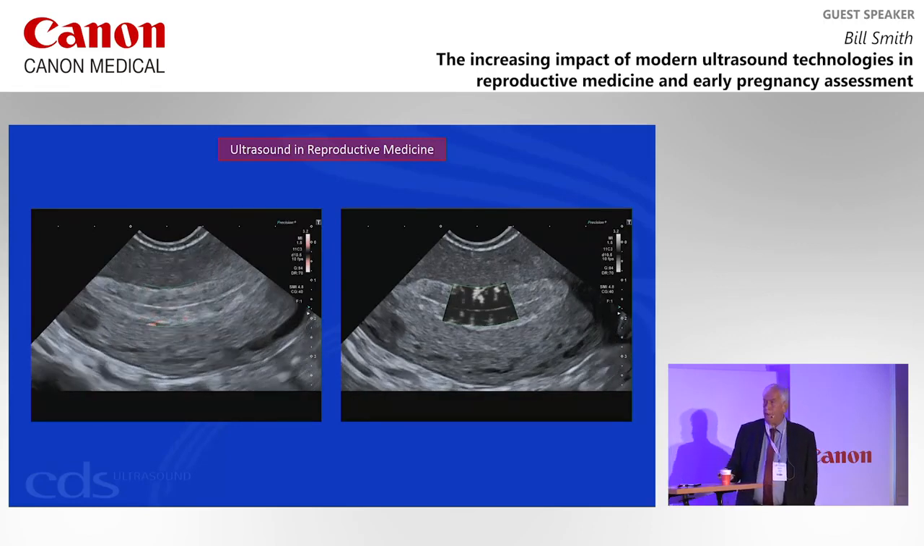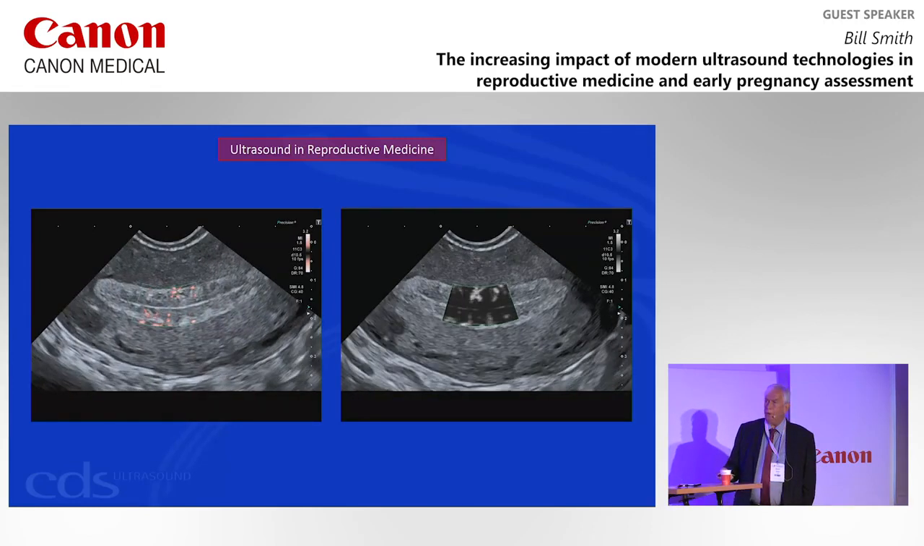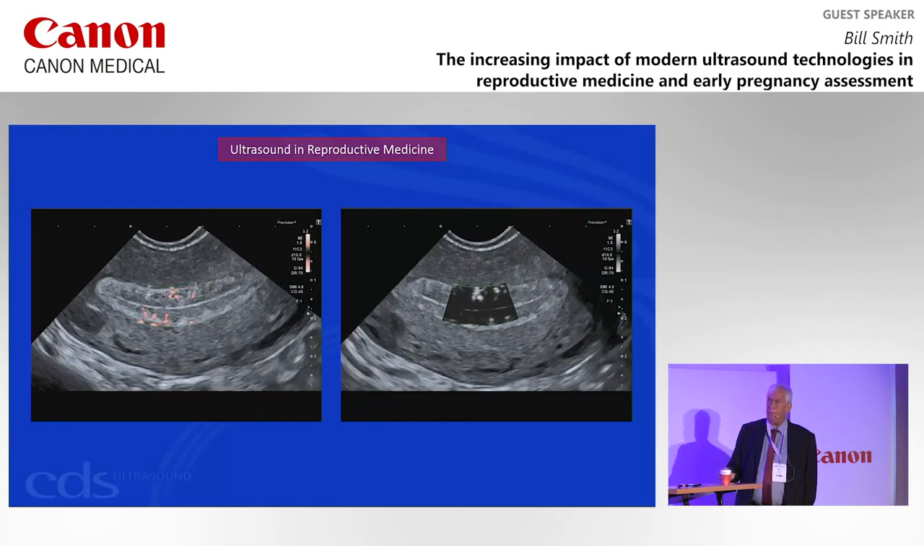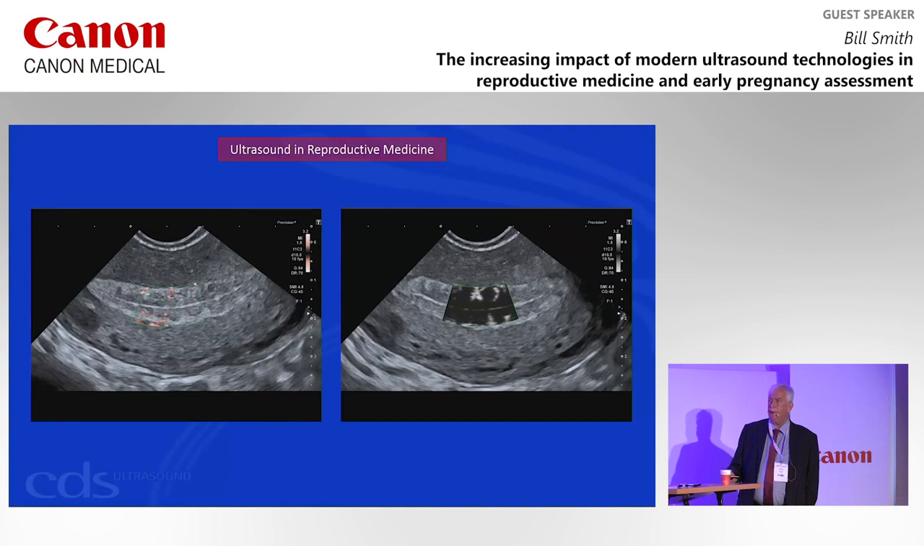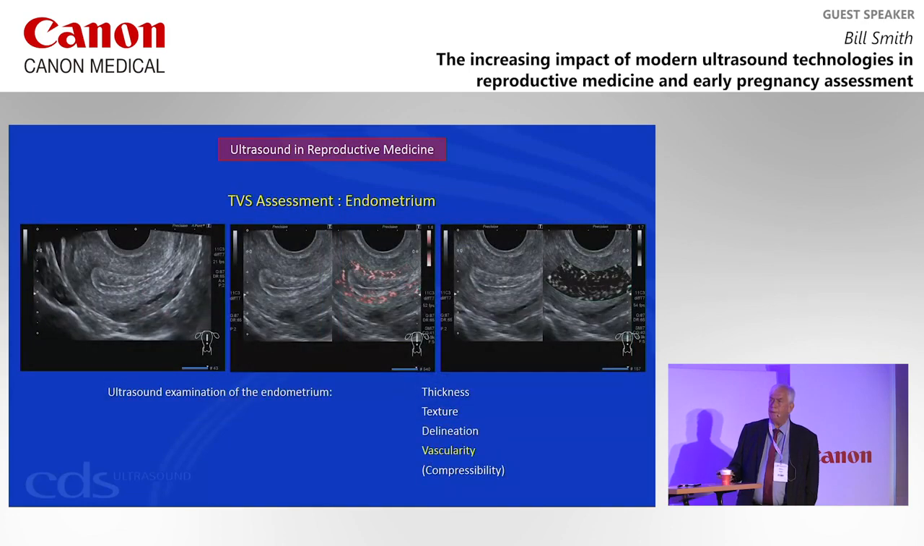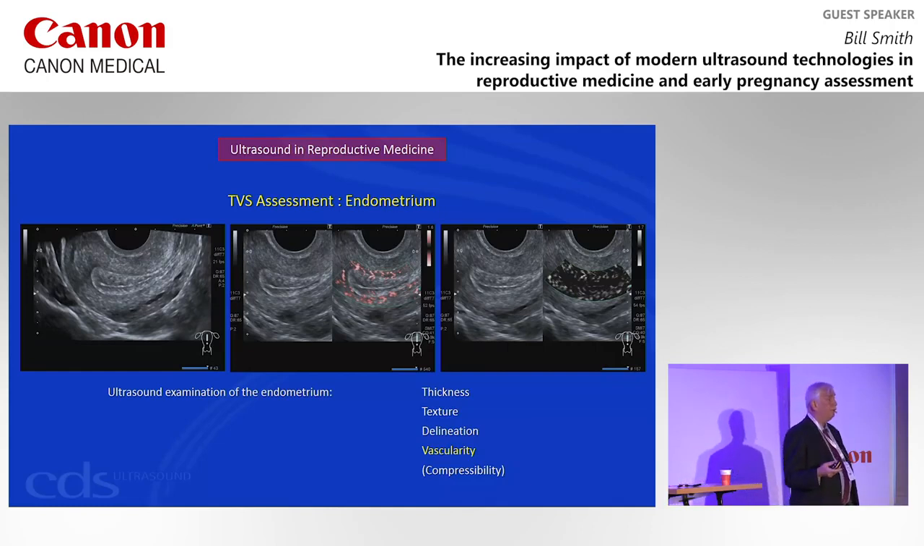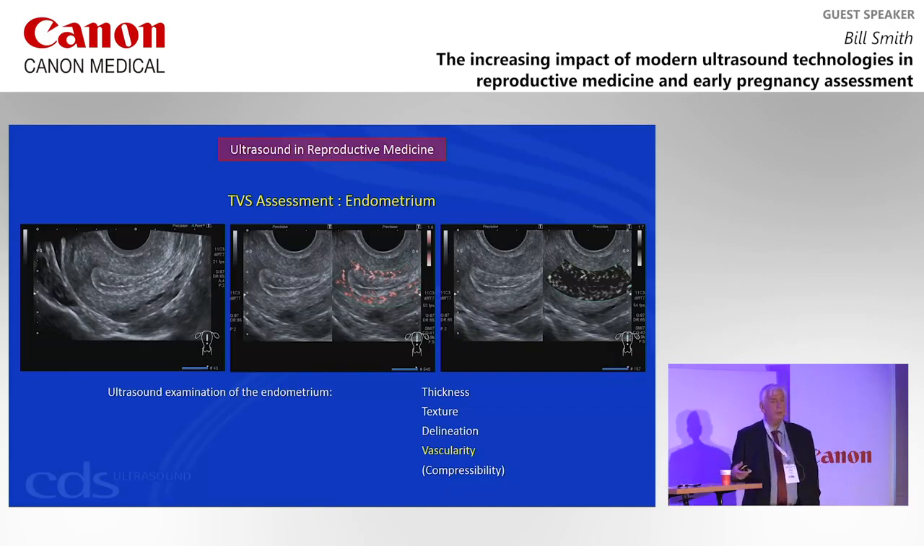So just to go back to our Doppler, we can pick up the spiral arteries here very, very nicely. And it means that when we look at the endometrium, we're not just looking at thickness. Thickness actually tells us very little about the quality of an endometrial response. It tells us it's thickening up, but that's all. It doesn't tell us whether it's a good response, a poor response. And really, we need to respect the endometrium and treat it like an individual organ.